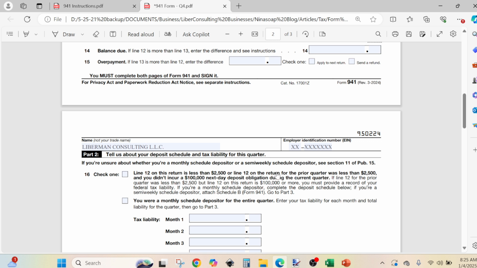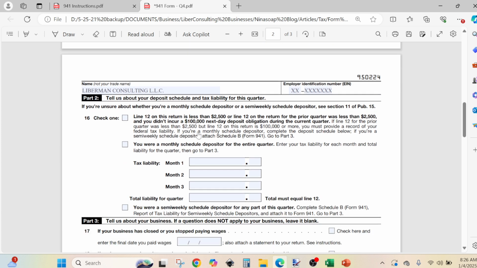If the return for the prior quarter was less than $2,500 and you incur a $100,000 next-day deposit obligation during the current quarter. If line 12 for the prior quarter was less than $2,500 but line 12 on this return is $100,000 or more, you must provide a record of your federal tax liability. If you're a monthly depositor, complete the deposit schedule below. If you are a semiweekly schedule depositor, attach Schedule B.